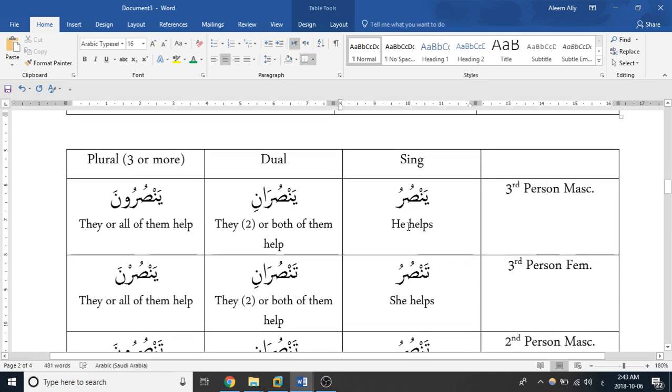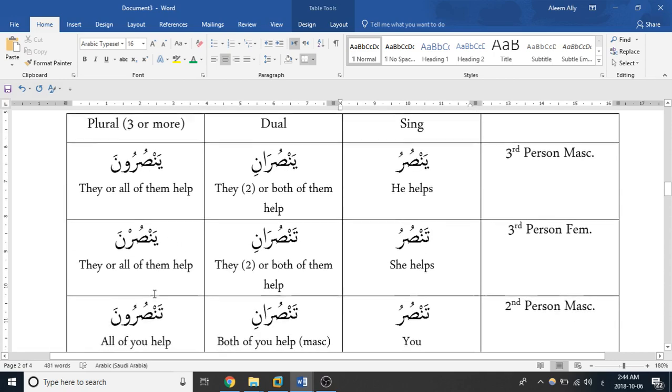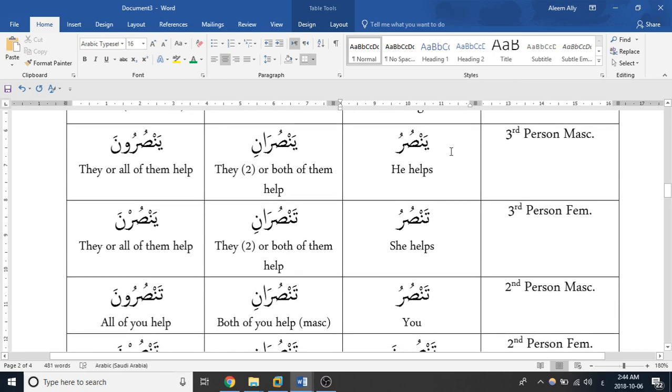But anyway, this is the present tense table, which I believe you studied already. So it'd be yansuru, which means he helps, yansurani, as we can see that ani making a return, just like with nouns, meaning two. So they, two, both of them help. Yansuruna, so that una, just like muslimuna, meaning they or all of them help. And then tansuru, tansurani, yansuru, yansurna. So they all kind of follow a pattern.